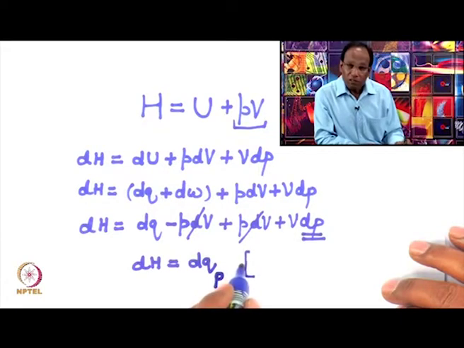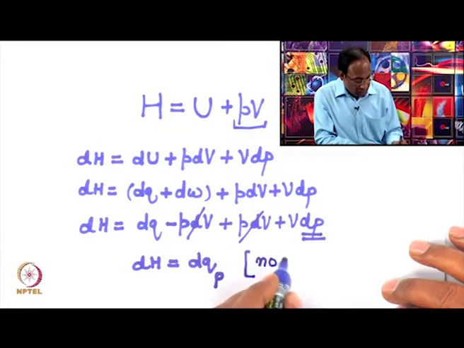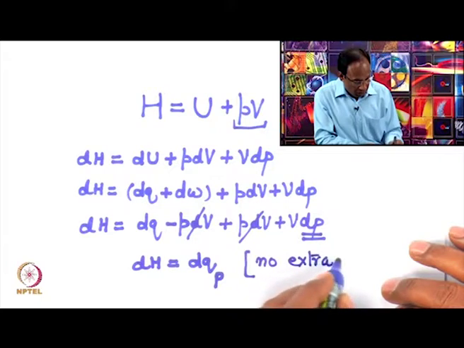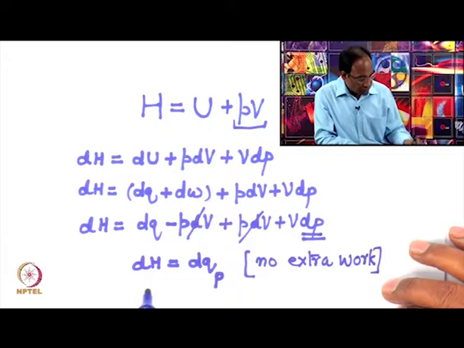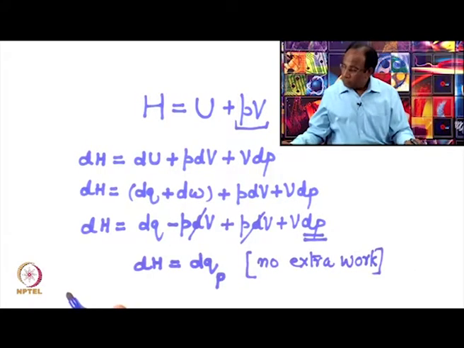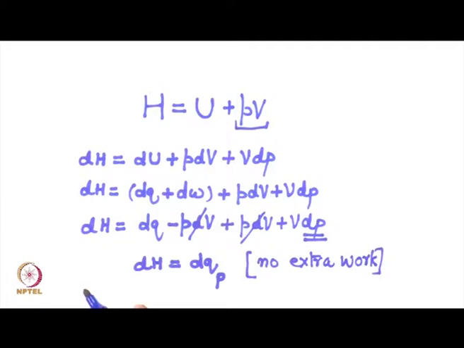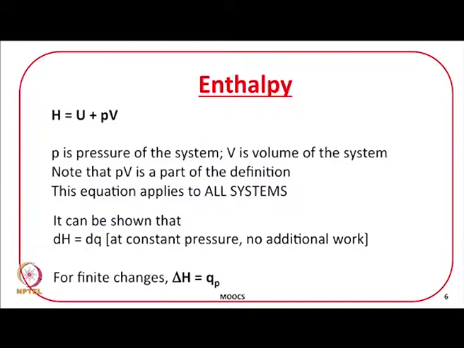and also the condition is that there is no extra work or other work, whatever way you want to call it. And that is what is seen in the slide, that dH is equal to dq at constant pressure, no additional work. And for a finite change, when you integrate it, delta H is equal to Qp.